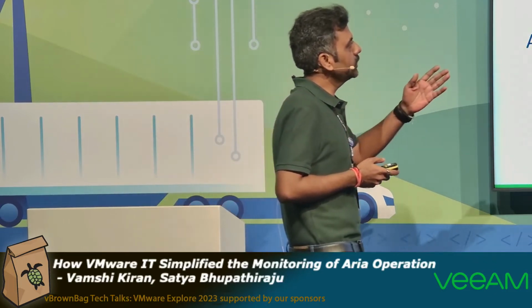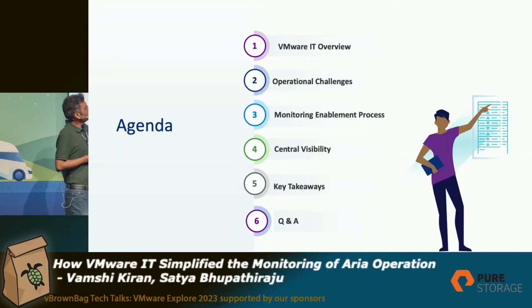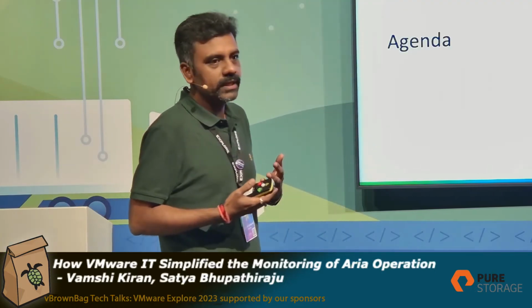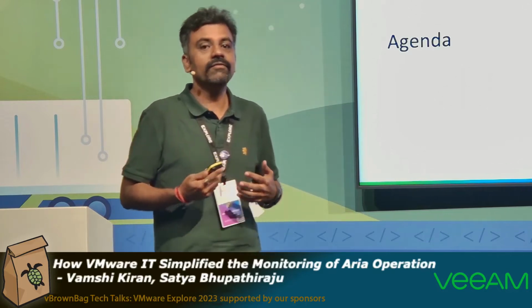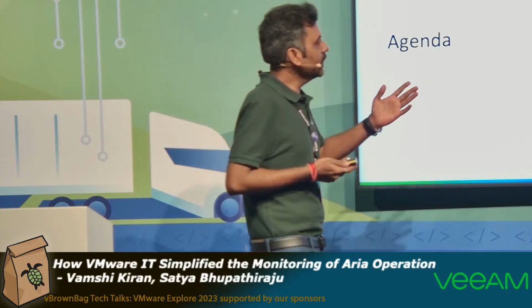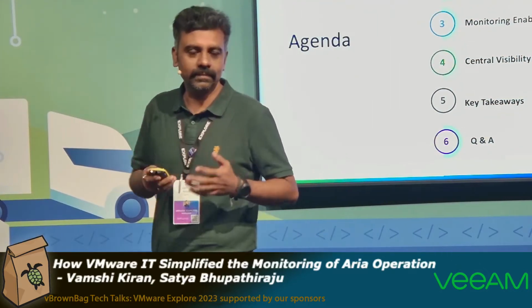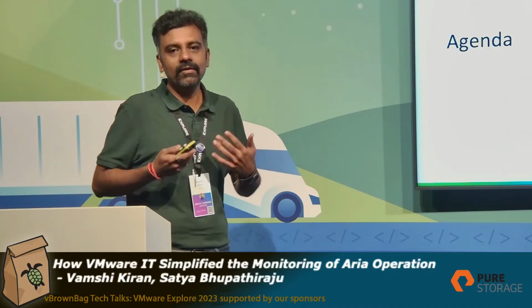Okay, here is the agenda that we are going to go through today. We'll look at the operational challenges. We'll look at how the monitoring enablement process that we have improvised has helped us in VMware IT. We'll look at the central visibility dashboard that we have in place. And also we'll look at the key takeaways that we have for you guys.